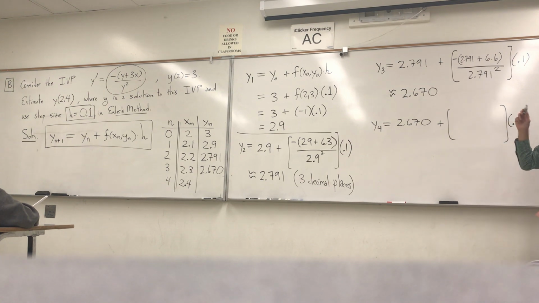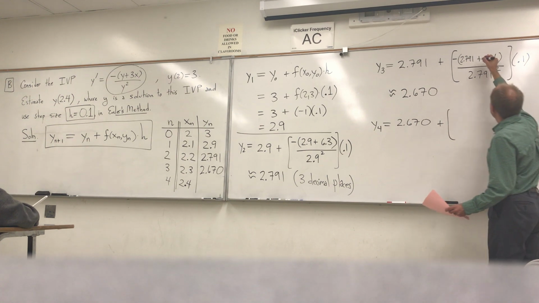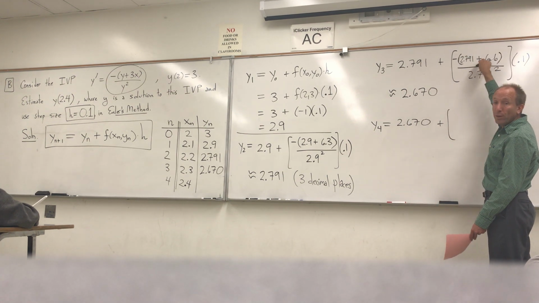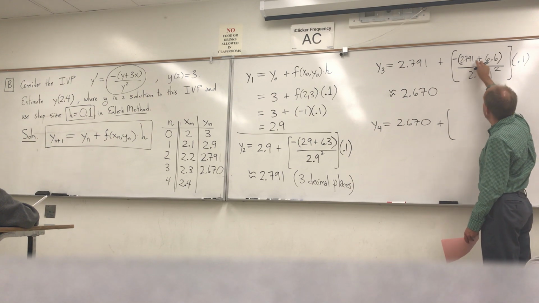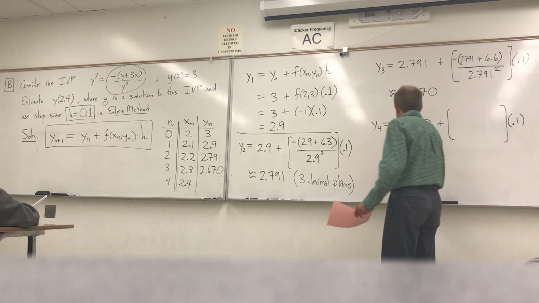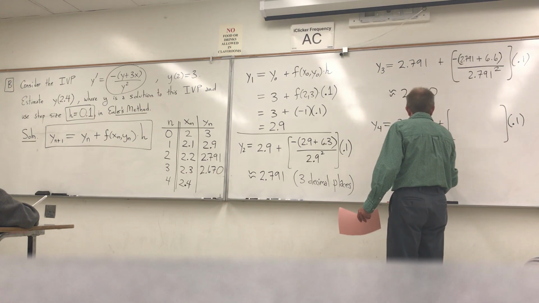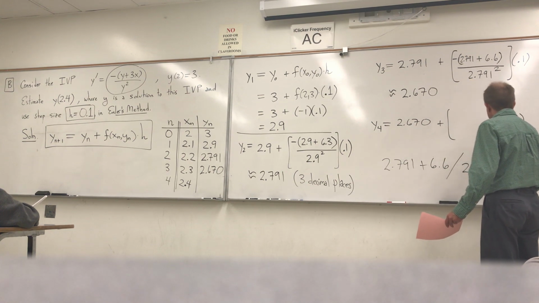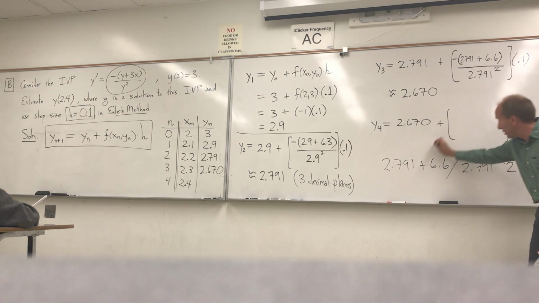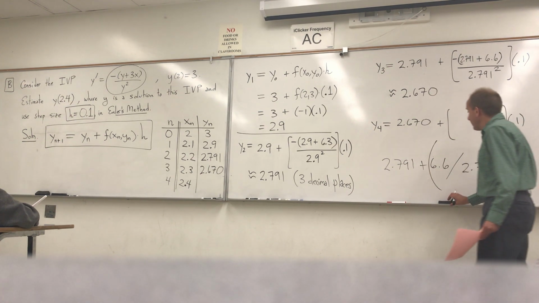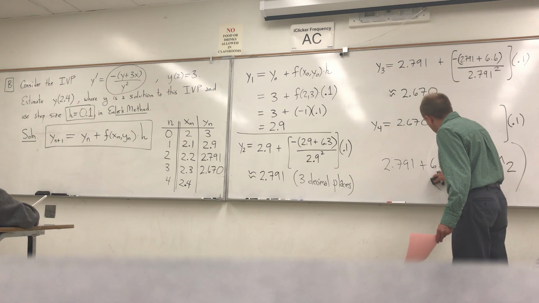You have to know the order of operations for your calculator. Here, you have parentheses around this plus sign. If you don't use parentheses in your calculator, let's say you type in something like 2.791 plus 6.6 divided by 2.971 squared, your calculator is going to do that in the wrong order, which is not what you want. So be a little careful with that.